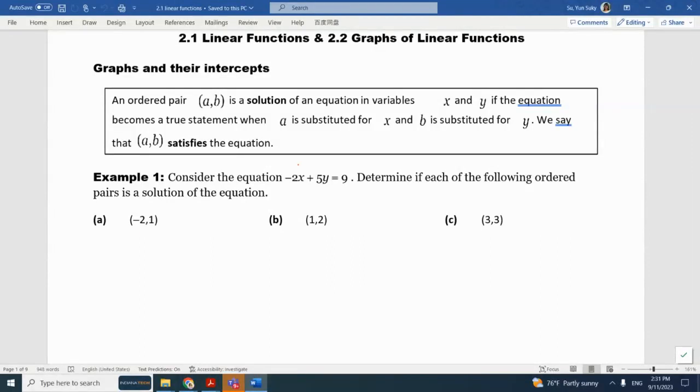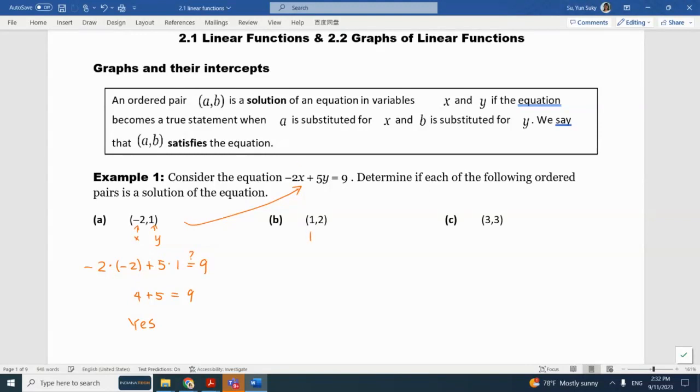-2 and y is 1. Yeah. So we plug in here. -2 times x is -2 plus 5 times y is 1. Is it equal to 9? Yeah. -2 times -2 is 4. 4 plus 5 equals 9. Yes. So (-2, 1) is a solution of this equation. Okay, everybody? Let's keep going.